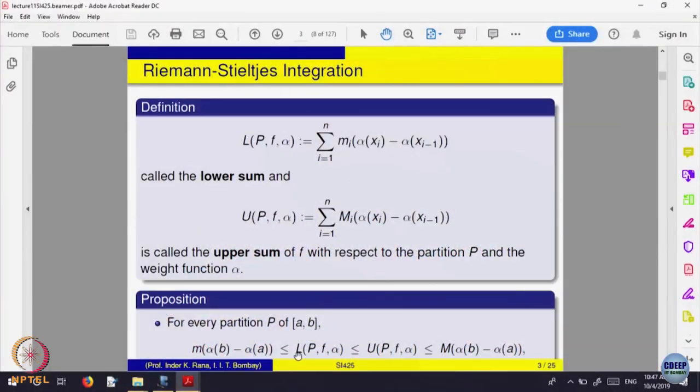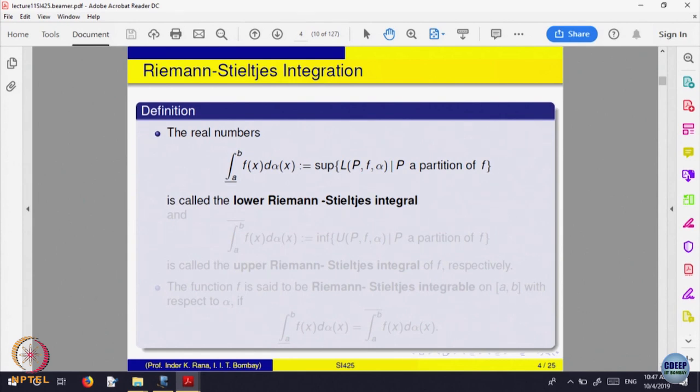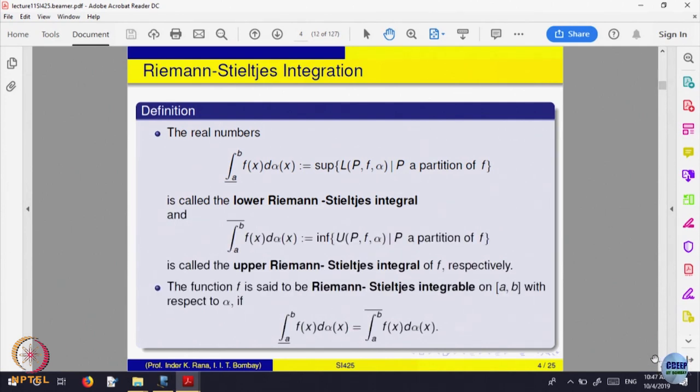You prove the property that the lower sum is always less than or equal to the upper sum. That is not a difficult job; the same proof continues. You can define the upper Riemann-Stieltjes integral and the lower Riemann-Stieltjes integral as the infimum of the upper sums and the supremum of the lower sums, and you say the function is Riemann-Stieltjes integrable if the supremum of the lower sums with respect to alpha is equal to the infimum of the upper sums with respect to alpha. Everything goes on smoothly. You say that common value is called the integral.